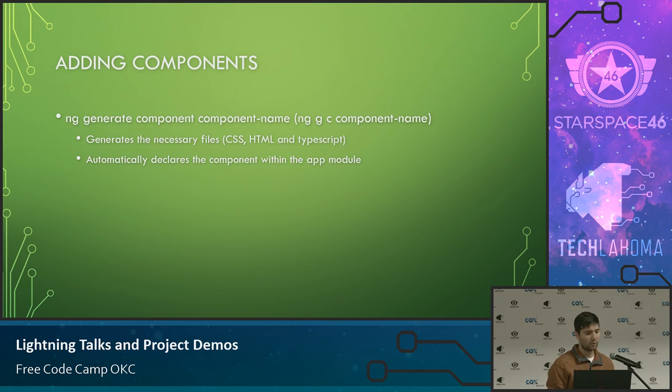And if you wanted to add components, you can do that as well. That command is ng generate component, and then you give it a component name. You can shorten that to ng g c component name. It'll generate all the necessary files for your component. These files include CSS, HTML, and the core TypeScript files. And it'll also automatically declare that component in your module.